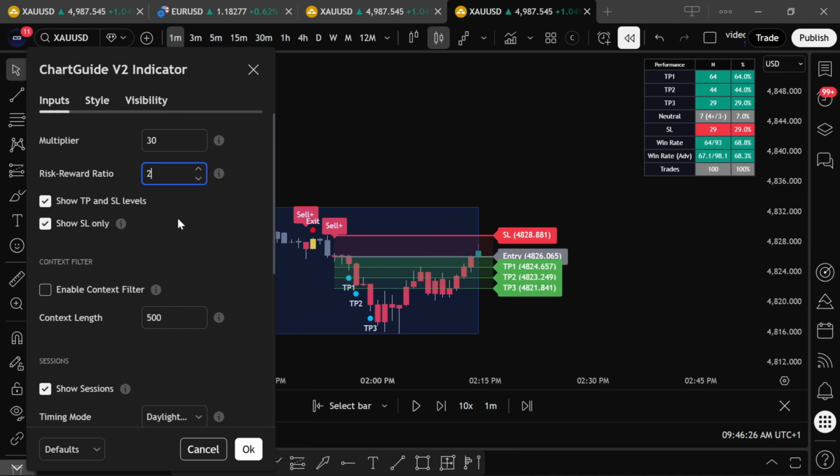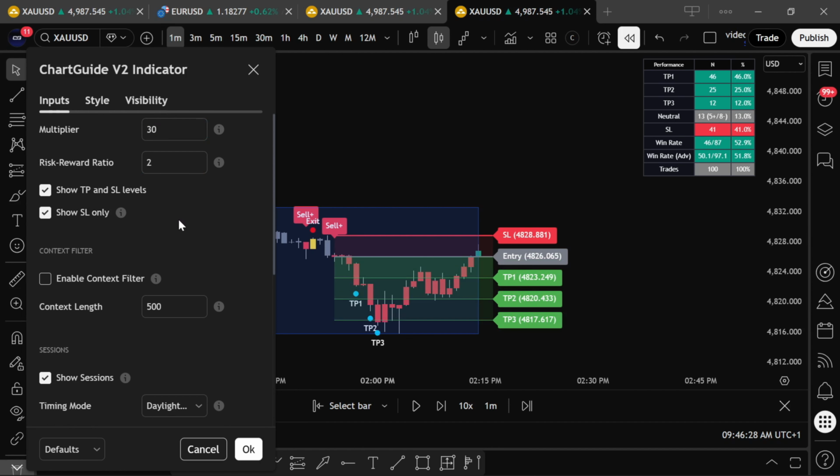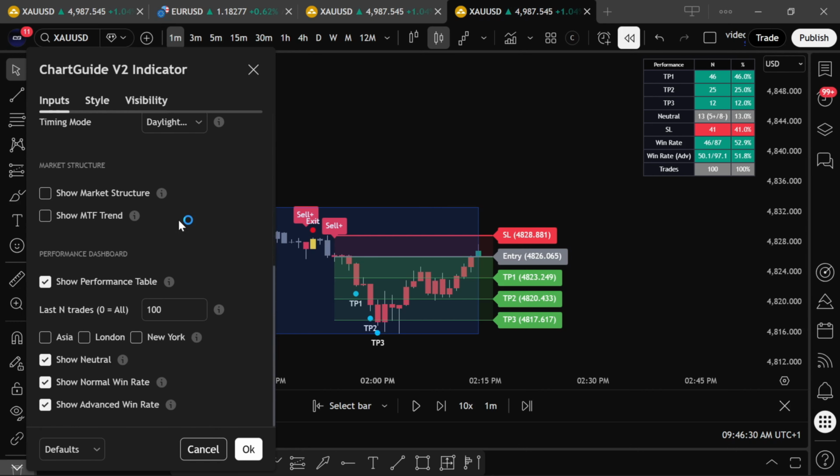First, I'm going to set the risk-reward ratio to 2, because during these sessions you often get strong moves. Now I'm going to go into the performance settings, and I'm going to filter the stats so we only see performance from the sessions we actually want to trade. So I turn on the New York option, and I turn on the Asia option. Now the performance table is showing me results for those sessions, the sessions where gold moves.